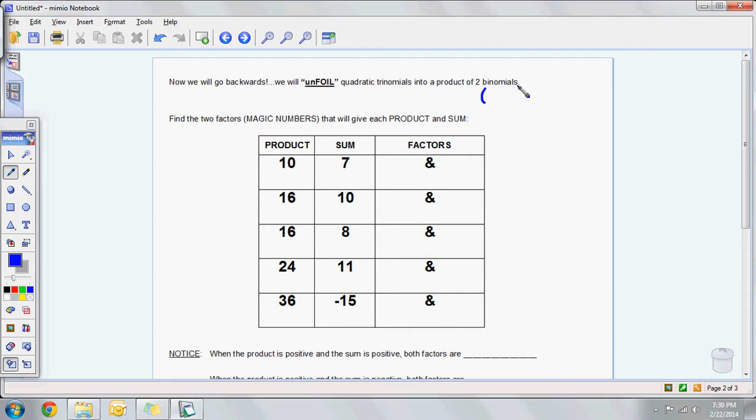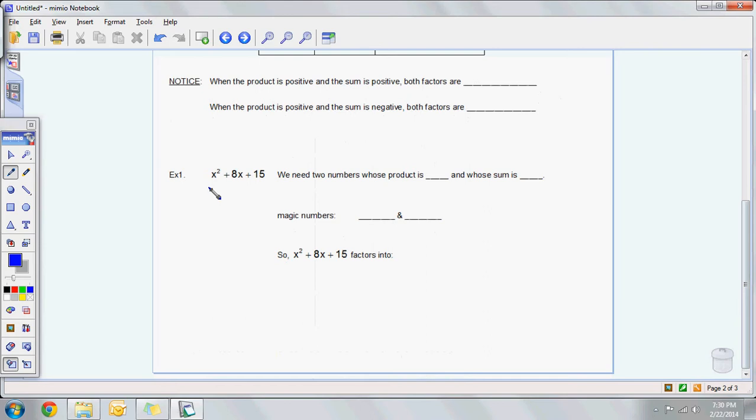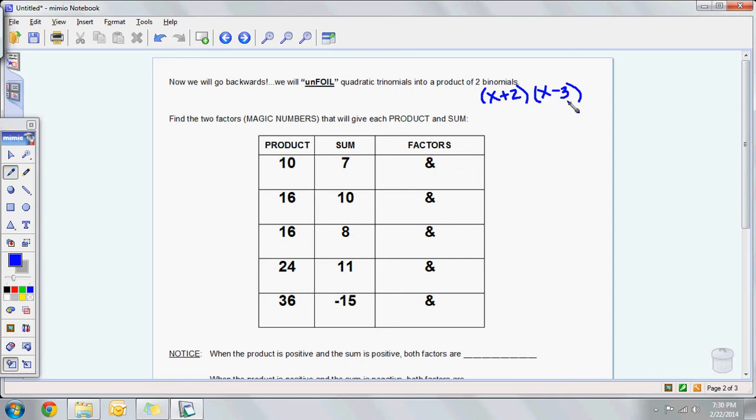So you guys remember when we found binomial Bob, when we would FOIL two binomials, something like this, perhaps. Hopefully you're remembering what that is. But today we're going to go backwards, and this type of problem is going to be our answer. And you're going to start with something that looks like this. So you're going to have a trinomial that I'm going to ask you to factor, and your answer is going to be two binomials.